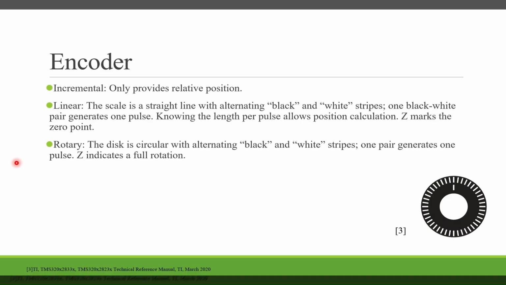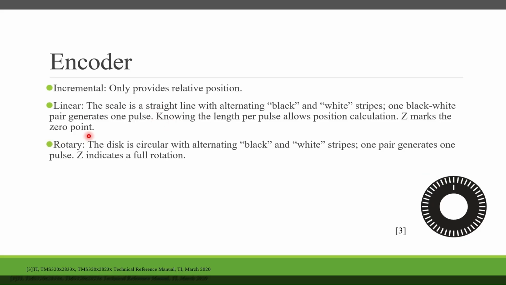Incremental encoder only provides relative position. In a linear encoder, the scale is a straight line with alternating black and white stripe. One black-white pair generates one pulse. Knowing the length per pulse allows position calculation. Z signal marks the zero position. If we cut this disk and stretch it to a line, this will be linear encoder.